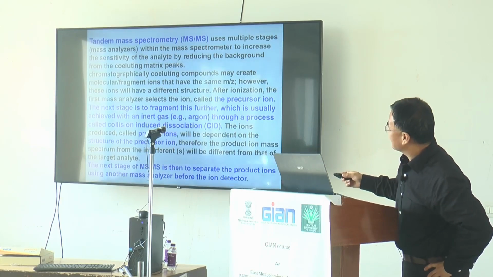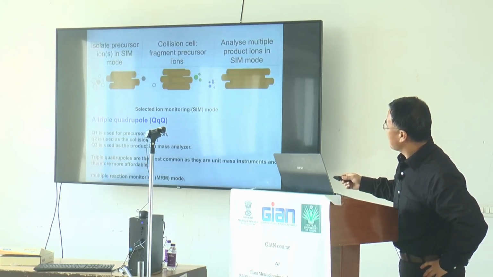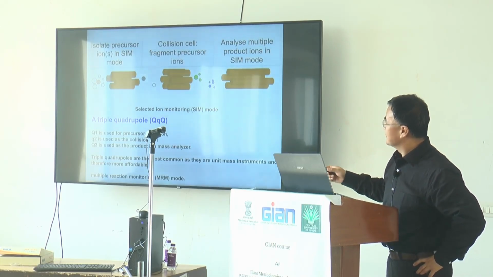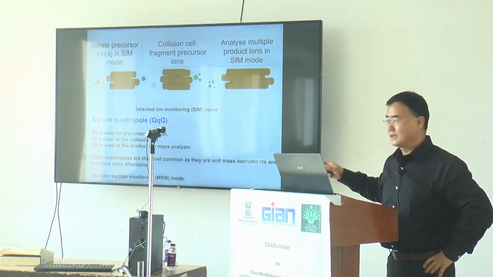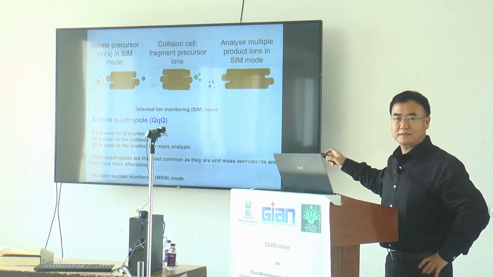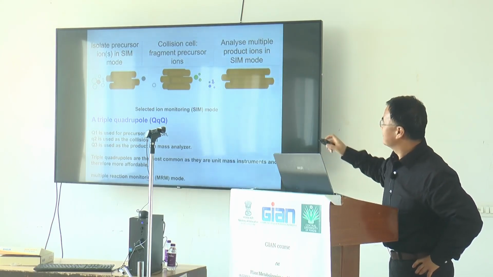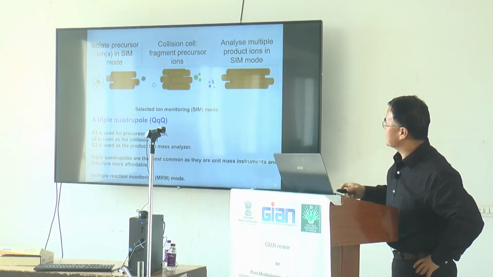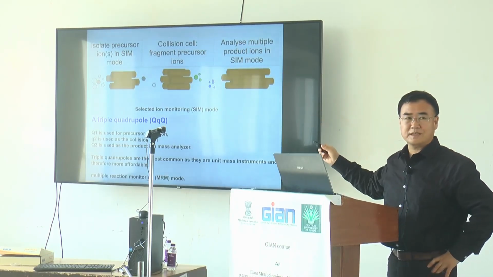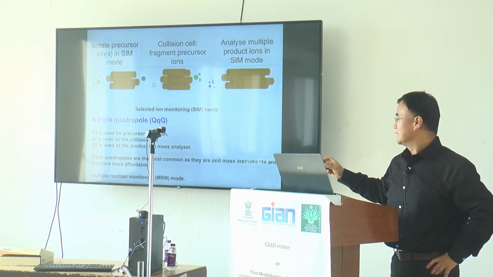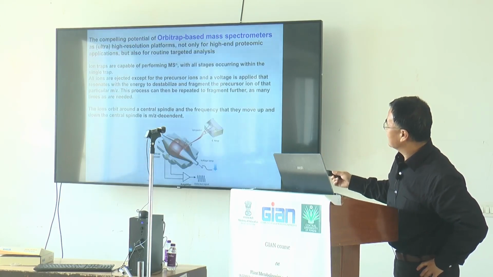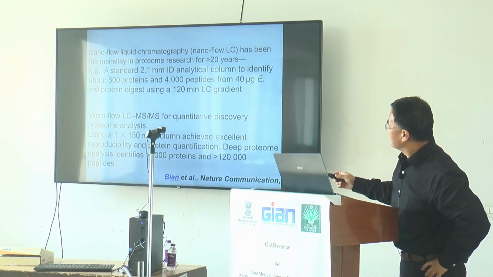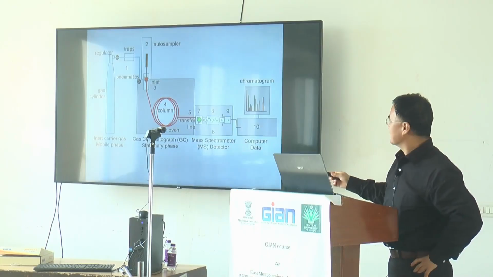For example, this is for the protocol of the QQQ. The first MS, the second MS, and the third MS have different functions. You can clearly see the collision cell fragmentation process between the first and the second and third MS. This machine can actually be used for larger molecules like lipid analysis. The ion trap principle shown here is for peptide analysis, which is different.